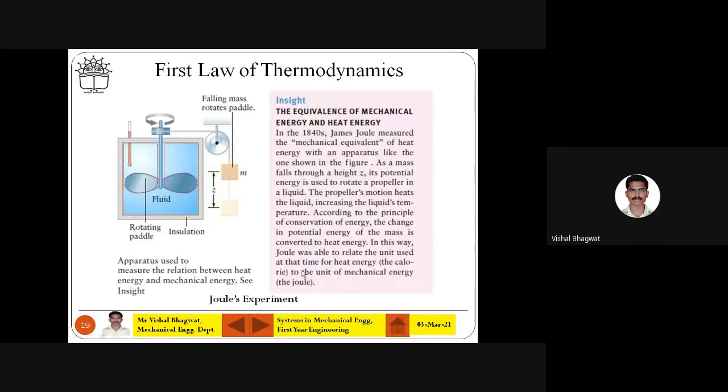And you know how kilocalorie is converted into kilojoule, right? We have solved one numerical based on it. So heat energy, which is measured in calorie, can be converted into mechanical energy, which is measured in the joule. Okay, so this is Joule's experiment, and from this experiment James Joule derived the first law of thermodynamics.